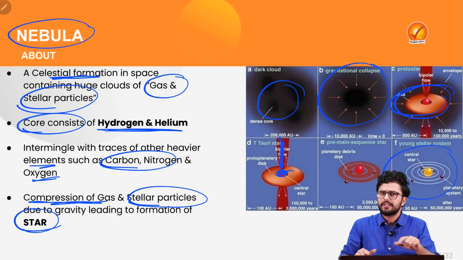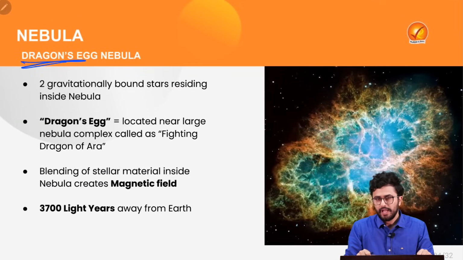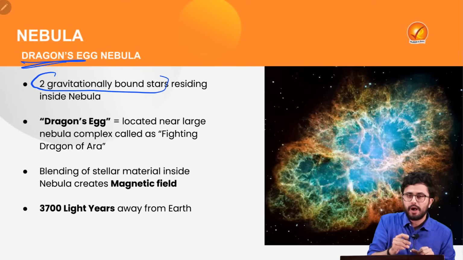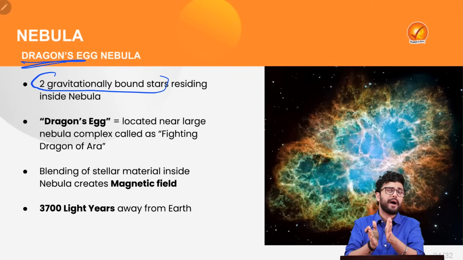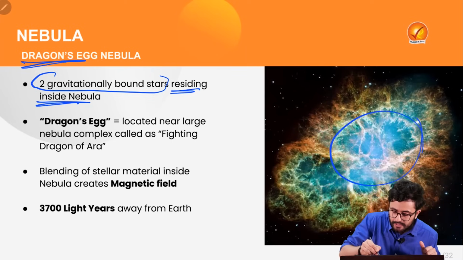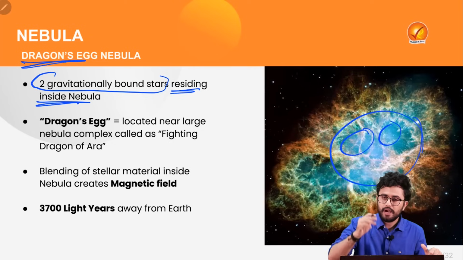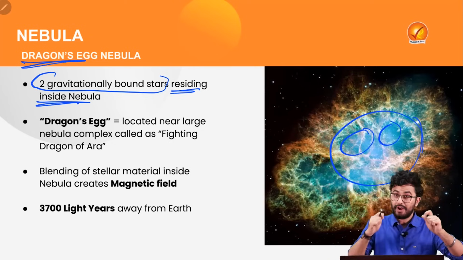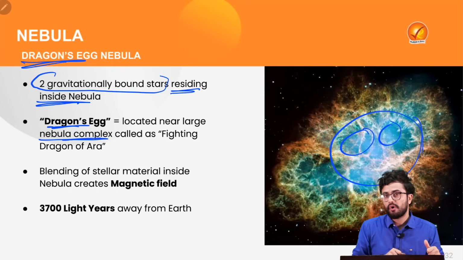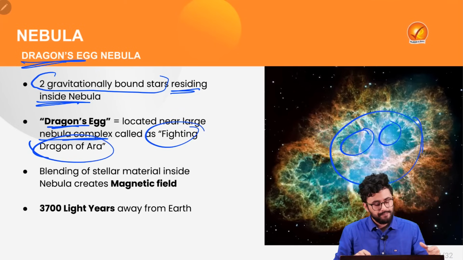Now the question arises: what is a dragon star or a dragon's egg nebula? Well, dragon's egg nebula is basically two gravitationally bound stars, also called a binary system, ultimately residing in a nebula. The reason these two stars are called dragon's egg is that they are located near a large nebula complex called the fighting dragon of Era.